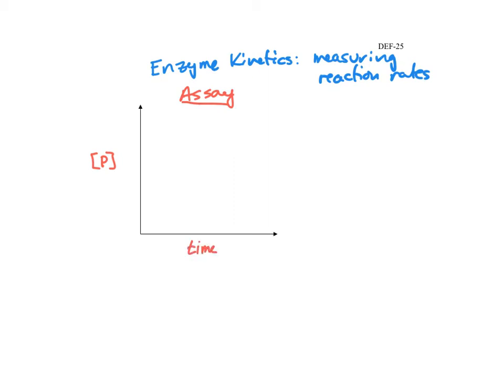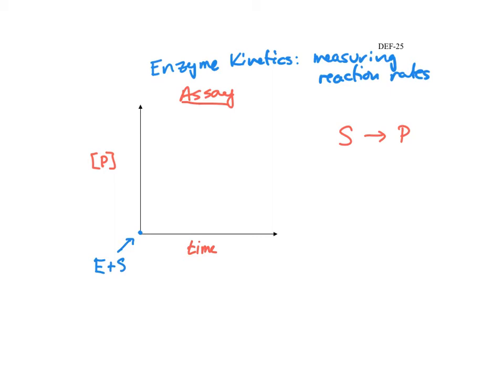So remember, substrates get turned into product. And what we can say for sure is that at time 0, if you start with enzyme and substrate, you're going to have 0 product at the beginning. So let's start over here. We have enzyme and substrate added, and we have no product, so we have 0 product at time 0.